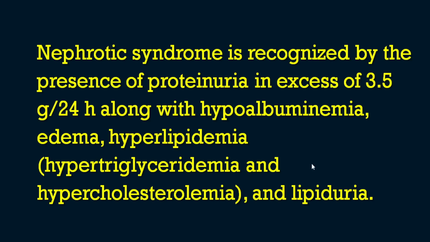Very, very important. So there will be proteinuria, that means in excess of 3.5 gram per 24 hours. Then there will be hypoalbuminemia, that is a reduced albumin level in the blood. Then edema will be there, that is fluid collections. Then hyperlipidemia, like cholesterols and all, that is hypertriglyceridemia and hypercholesterolemia. Then lipiduria means loss of lipids in the urine. Okay, so these are the features.